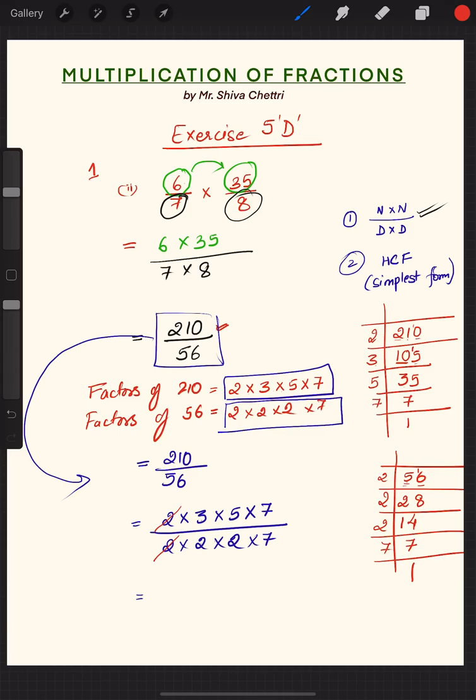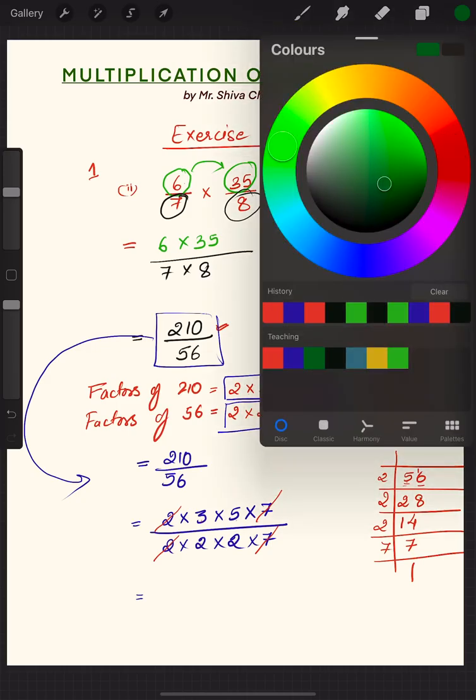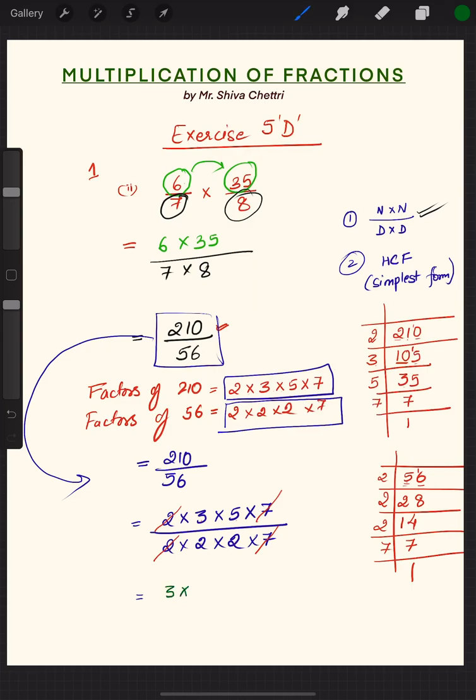3 and 2 cannot be cancelled. 5 and 2 cannot be. 7 and 7 can be cancelled. So the remaining answer is 3 multiplied by 5 divided by 2 multiplied by 2. So 3 5s are 15, 2 2s are 4. This is our answer.